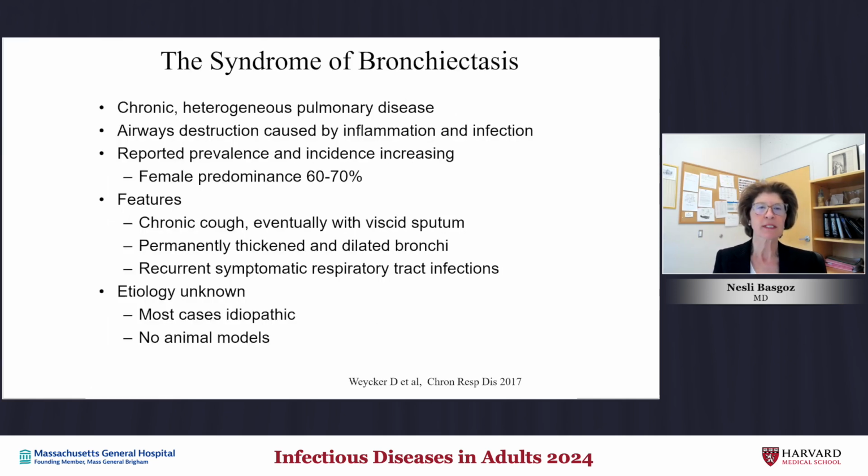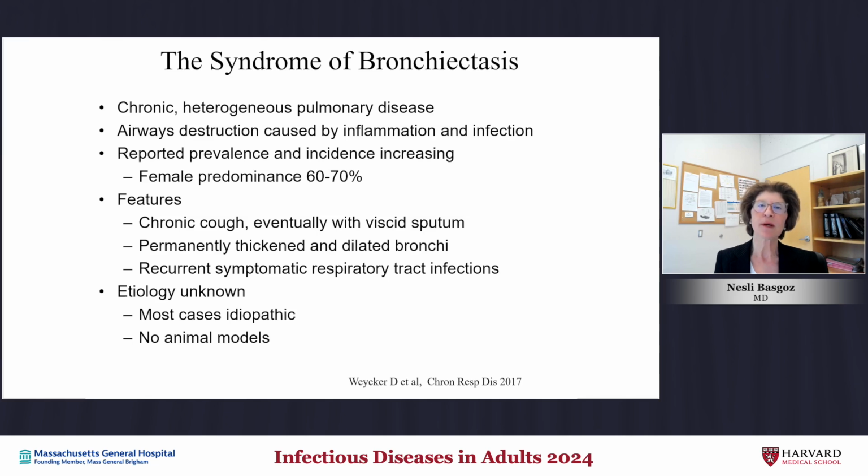So what is bronchiectasis? It's really a clinical syndrome characterized by airways destruction caused by inflammation and infection. The reported prevalence and incidence are increasing, although it's not a reportable disease, and female predominance is the rule both here and in Europe. It features chronic cough, eventually with viscid sputum, permanently thickened and dilated bronchi, and recurrent symptomatic respiratory tract infections. Unfortunately, the etiology in most cases is unknown, and there are no good animal models.